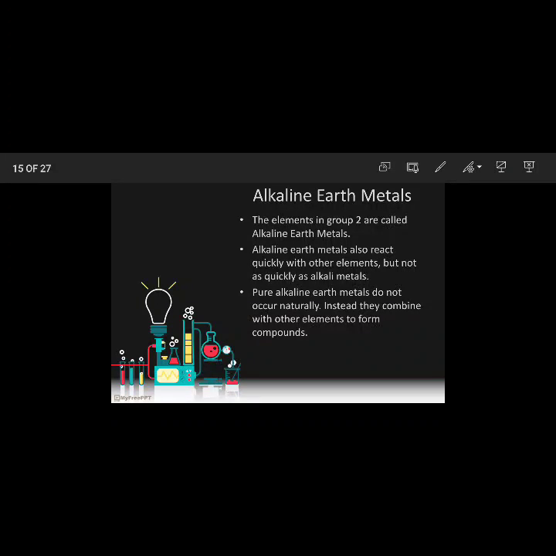Alkaline earth metals. The alkaline earth metals are 6 chemical elements in group 2 of the periodic table. They are beryllium, magnesium, calcium, strontium, barium, and radium. These elements have very similar properties. They are all shiny, silvery white, somewhat reactive metals at standard temperature and pressure.